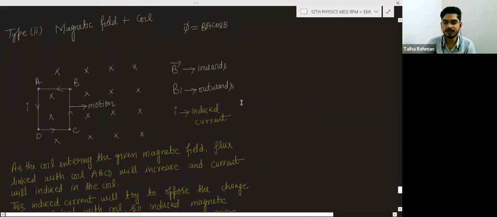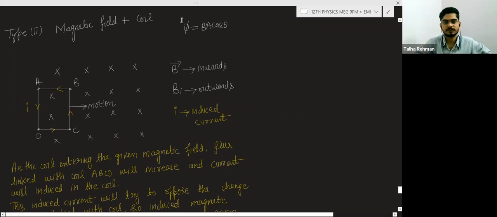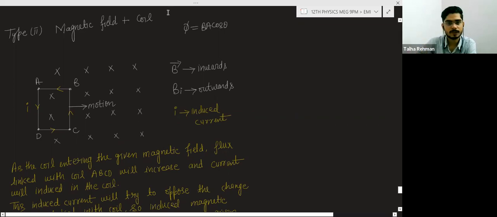Here you have to apply Lenz's law. Note it down: the current will always be induced in such a way that it will oppose the change in the flux. If the flux is increasing, the induced current will try to decrease the flux. If the flux is decreasing with respect to the coil, then the induced current will try to increase the flux. Note it down. When completed, you can ask me to scroll down. Done. Sir, done. Okay, right.